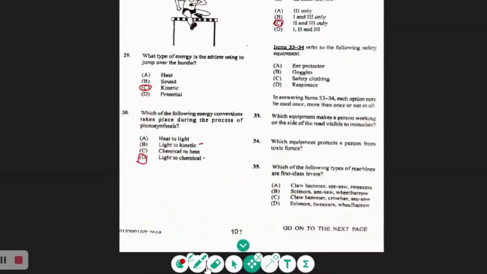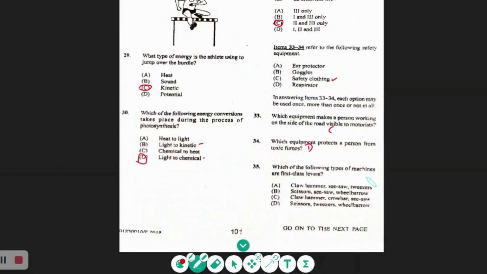Items 33 to 34 refer to the following safety equipment. So in answering item 33 to 34, each option may be used once, more than once, or not at all. So which equipment makes a person working on the side of the road more visible to motorists? This would be the safety clothing. So you have on the fluorescent clothing, and they'll be able to see you when the light reflects on you. And 34, which equipment protects a person from toxic fumes? This would be the respirator, so the answer would be D.